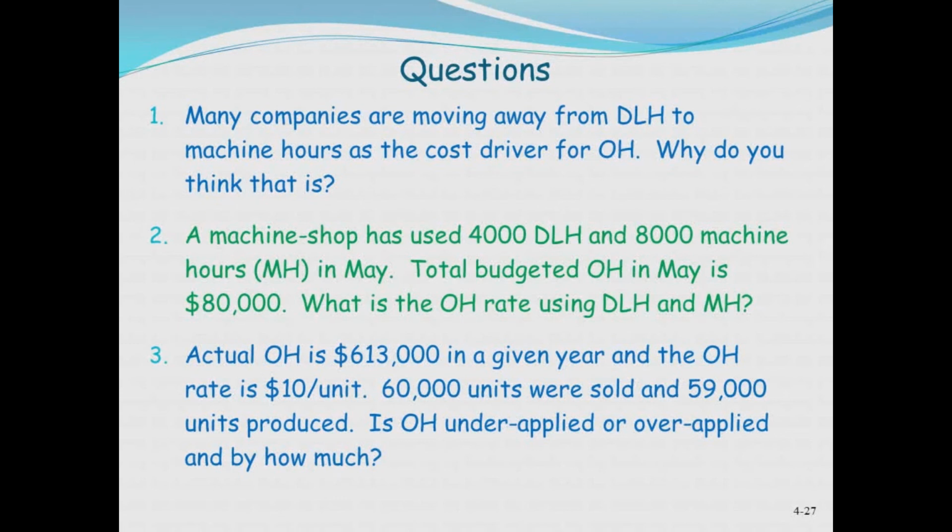Okay. Let's answer question number 1. So companies are moving away from direct labor hours to machine hours as a cost driver for overhead. Why do you think that is? More accurate. Exactly, which makes it more accurate. We're in a world of technology now where technology has more and more gotten rid of the need for labor in the production of even jobs. Not so much in service industry. That's still going to be direct labor hour driven.